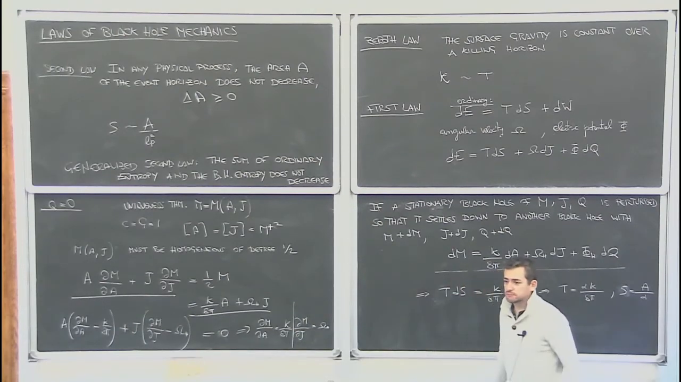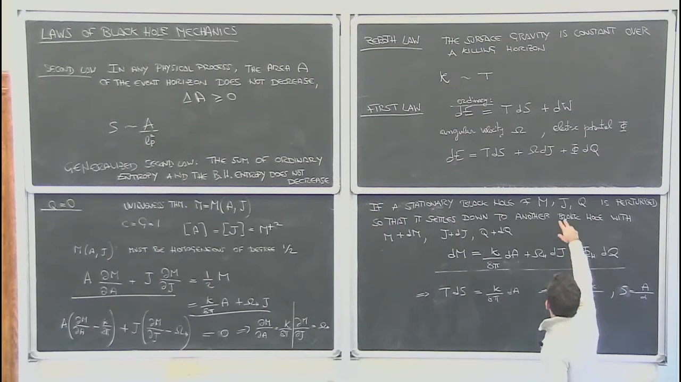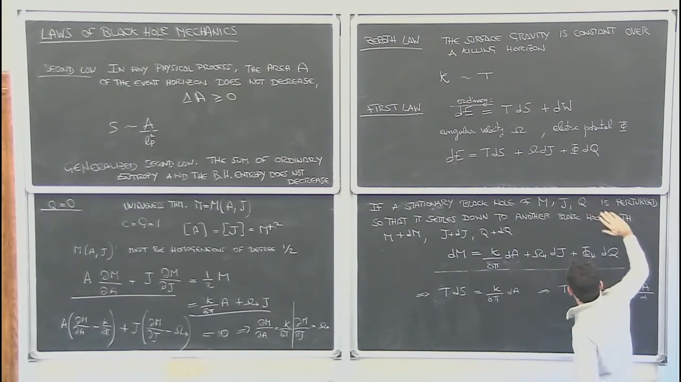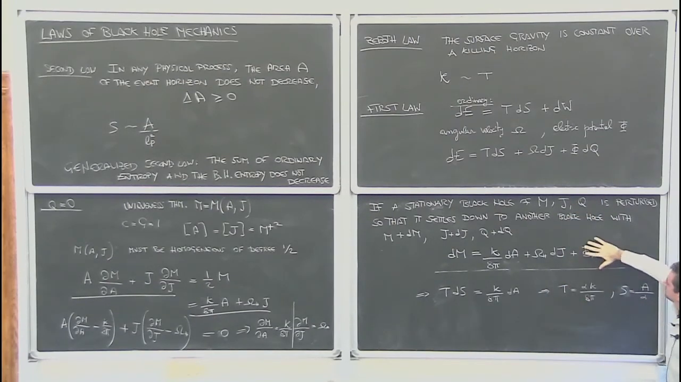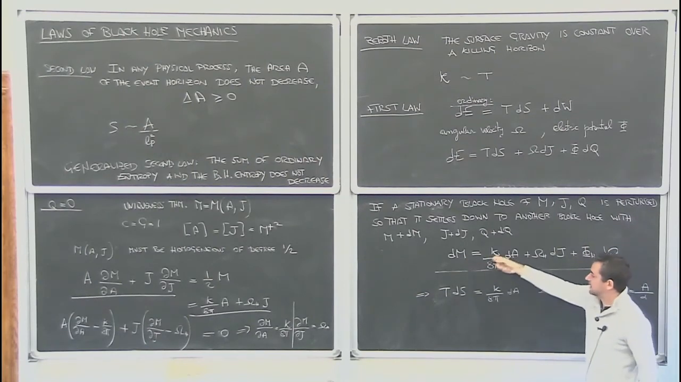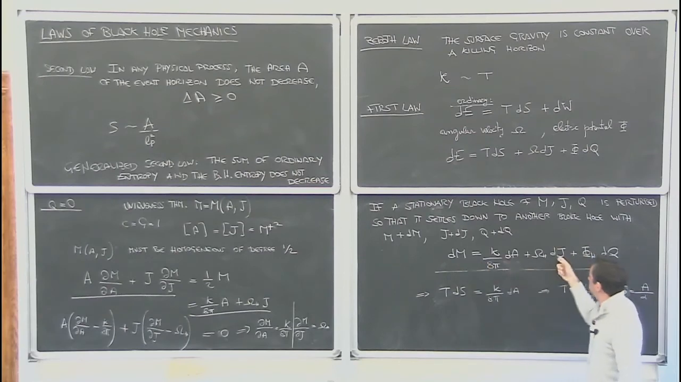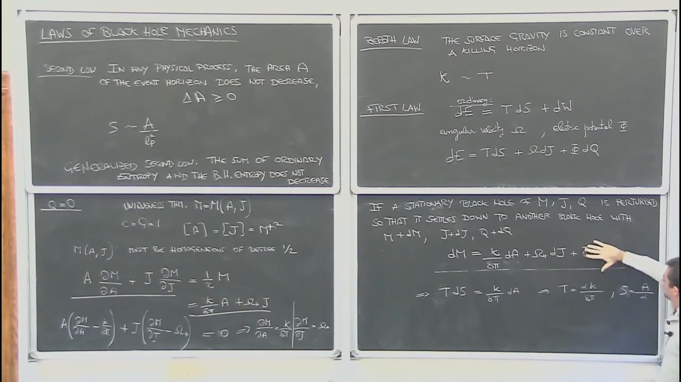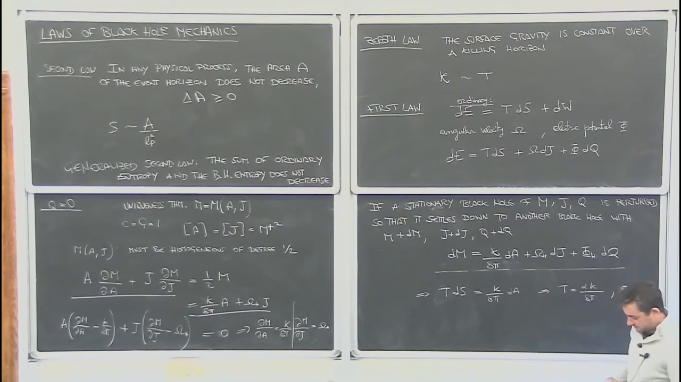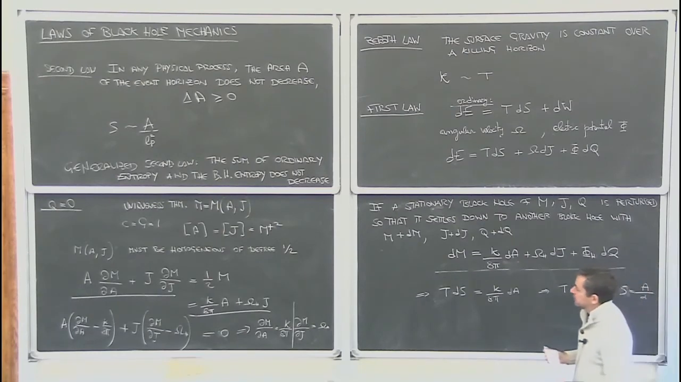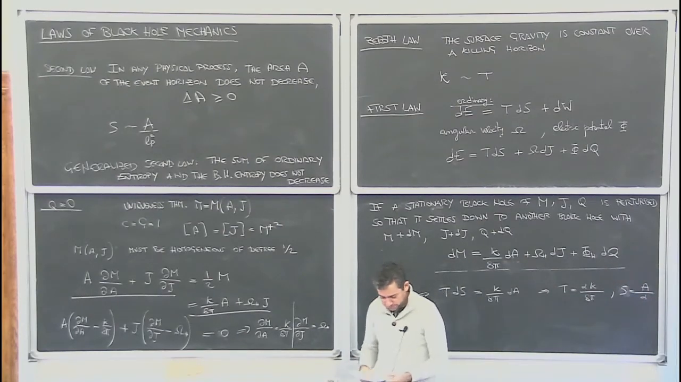And this proves the first law when I have zero charge, right? Because dm over dA is kappa over 8 pi, dm over dj is omega. And this I'm not considering in this argument. So this is just a quick sketch of the proof in this case when there is no charge.